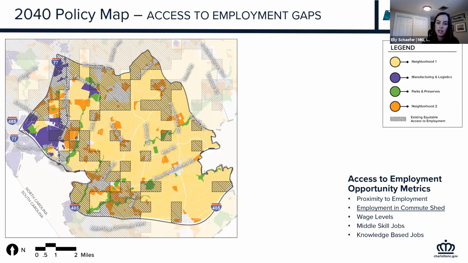So the items that aren't underlined can happen within any employment area, and therefore we'll be using, again, tools outside of place types to help address those gaps. So we are really looking at providing employment opportunities within a commute shed of neighborhoods.